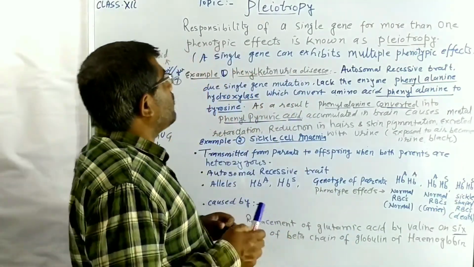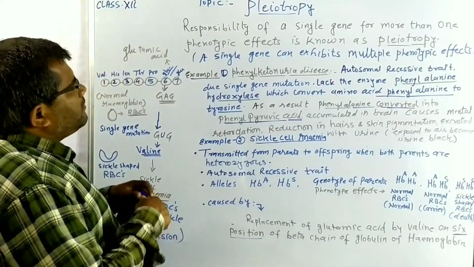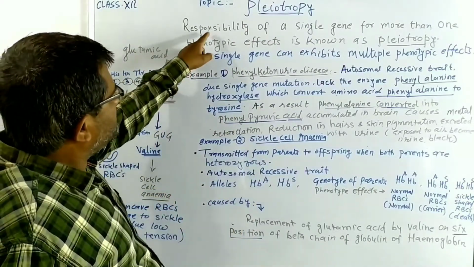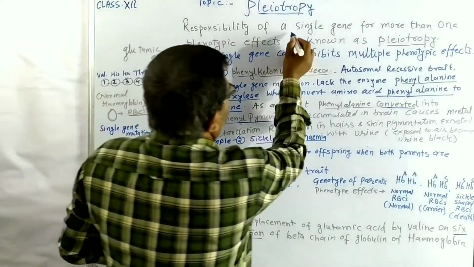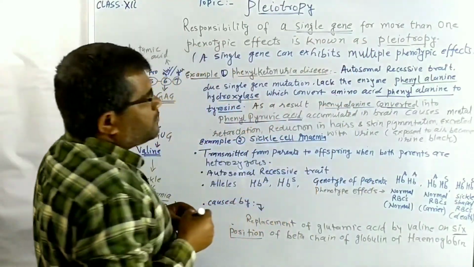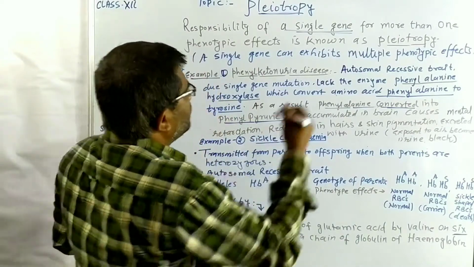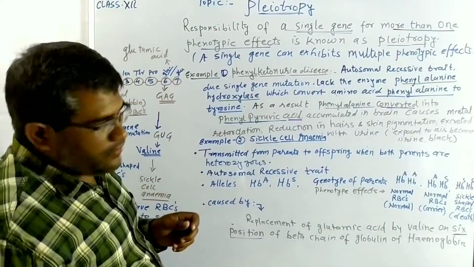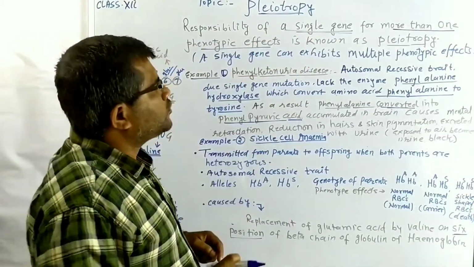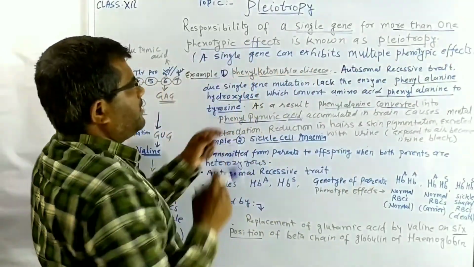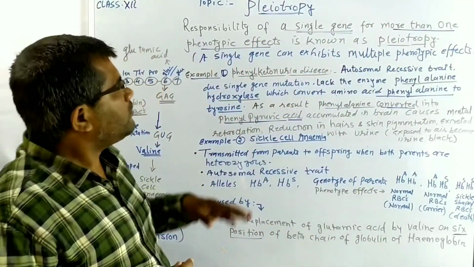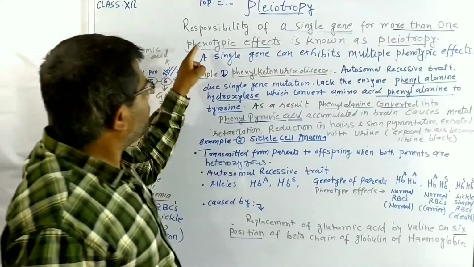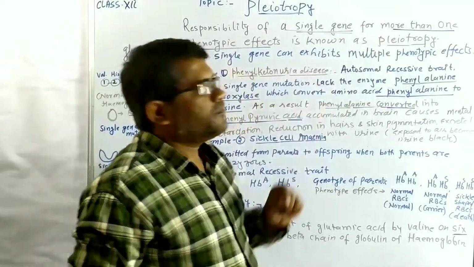Students, what is pleiotropy? What do you mean by pleiotropy? The definition is simple: responsibility of a single gene for more than one phenotypic effect. If a single gene shows more than one phenotypic effect, this phenomenon is called pleiotropy.